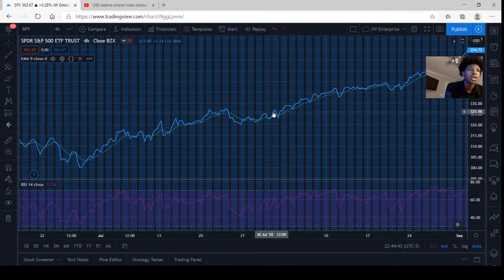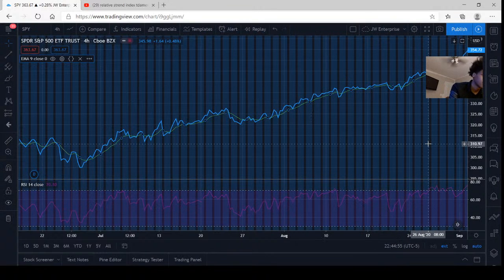So right here you'll see it keep going up, it'll drop back down, hit the moving average, pop back up. Right here, it hits the moving average, pops back up. Right here, hits the moving average, pops back up. And it's just repetitive.